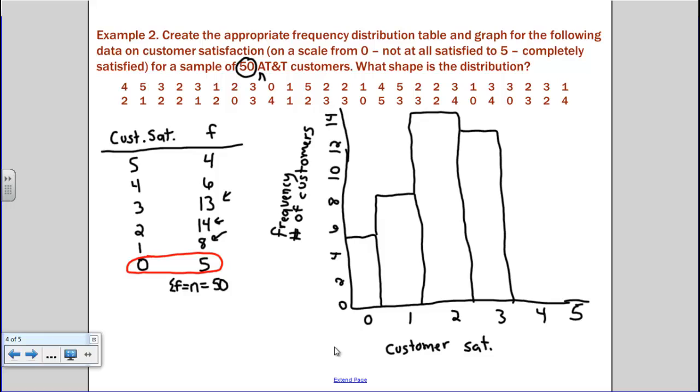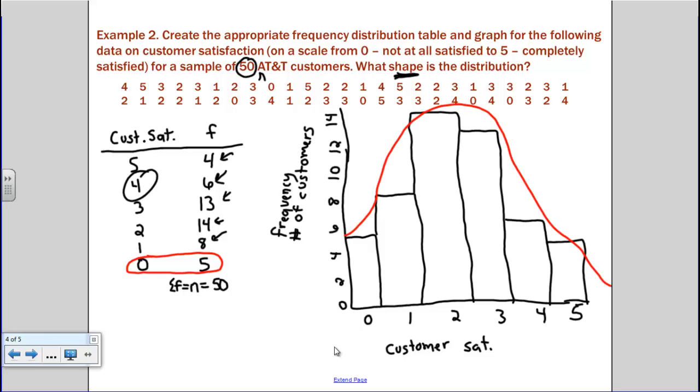And then for 4, we had 6 4s. Just kind of go over. And there we go. And then for 5, we had 4 5s. And there we go. So I'm looking at my histogram, and I'm trying to identify the shape of the distribution. And if I trace over the tops of these bars, I start to see my favorite shape in the whole world emerge, and that is a normal curve.